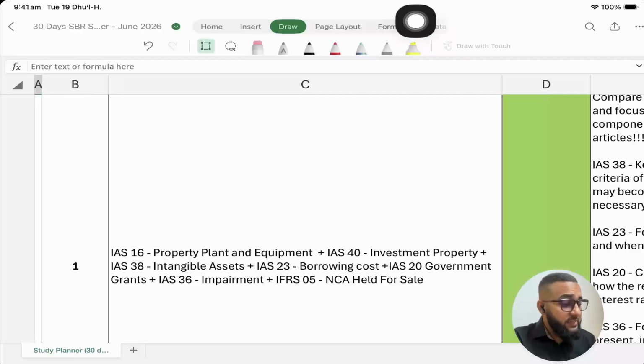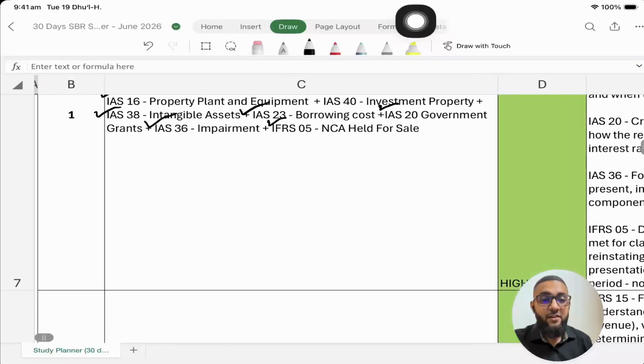So the standards that we are going to cover throughout day one are IAS 16, the PPE, IAS 40, investment property, IAS 38, focusing on intangible assets, IAS 23, focusing on borrowing costs, IAS 20, government grants, IAS 36, impairment of assets, and IFRS 5, non-current assets held for sale. Now, this is going to be your day one. And the exam weightage, as you see here, is high. Very important areas to master, technically as well as practically.